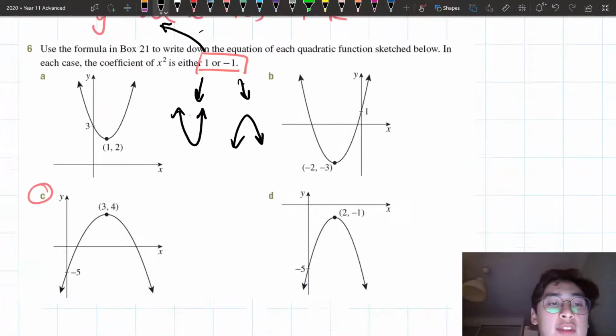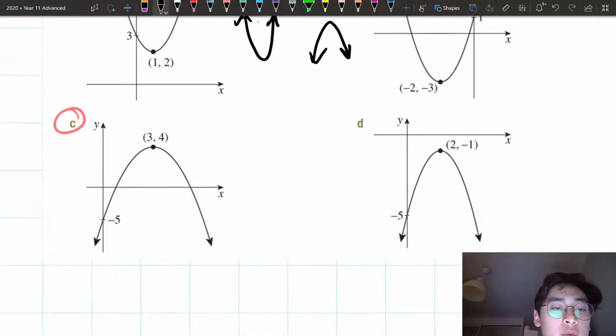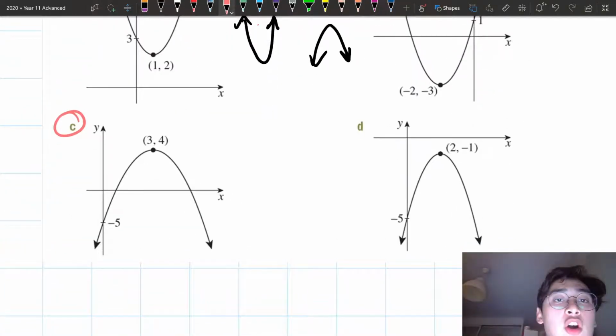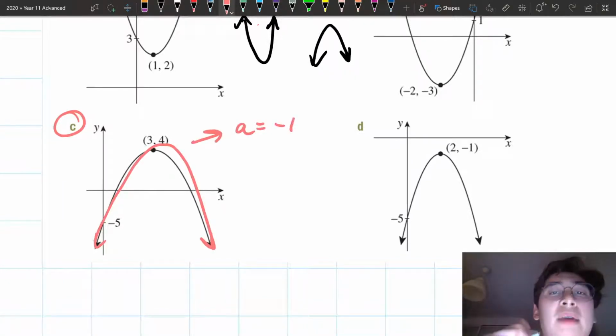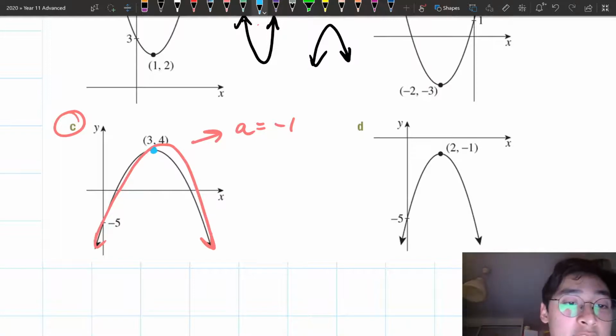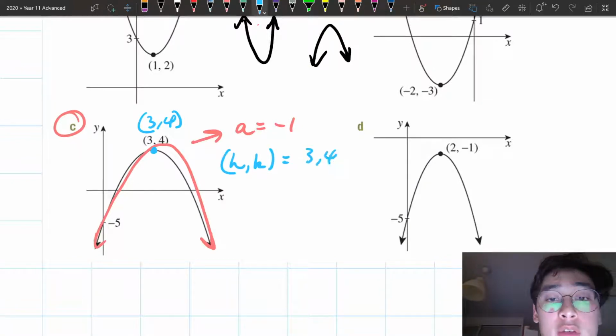So let's have a look at this example here, part C. First of all, is it concave up or down? Well, it's a frowny face, it's concave down. So that tells me immediately that a is equal to -1, based on the conditions in my question. The second part is to look at the vertex of your parabola. The vertex here is (3, 4), so (h, k) is equal to (3, 4).